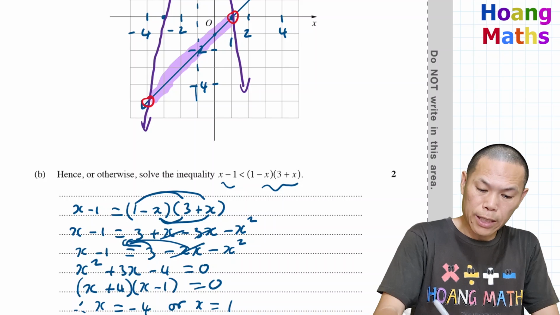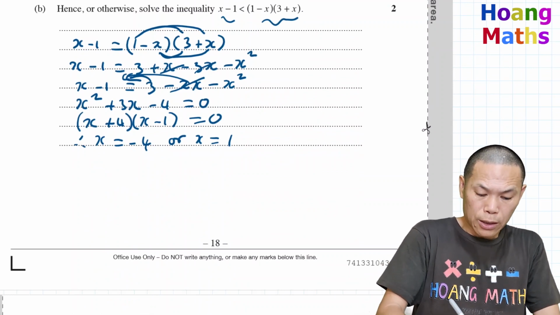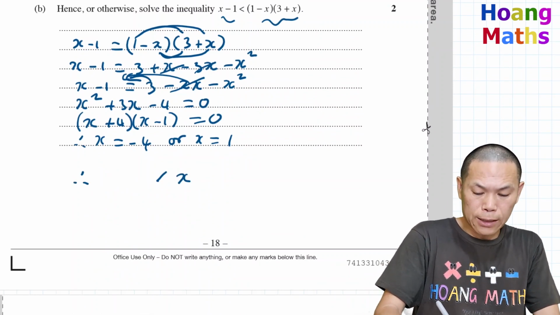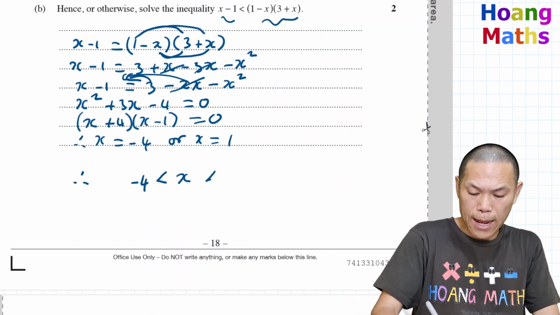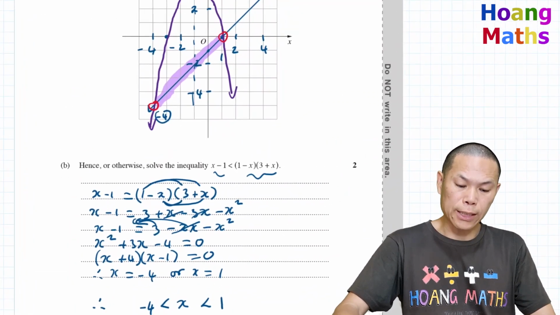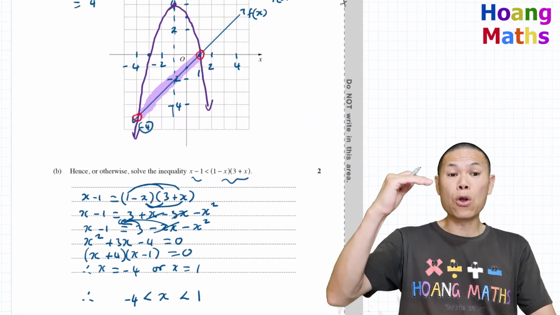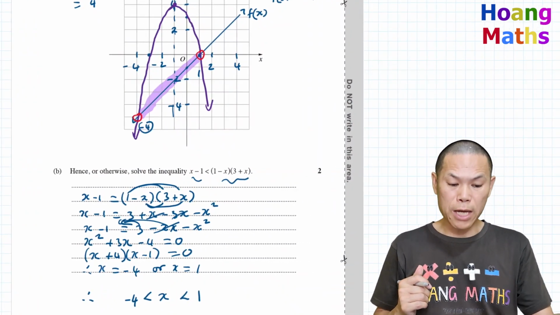And this is 1 here, and this is negative 4. So keep that in mind. So the answer should be, therefore, x is greater than negative 4 and less than 1. So that is the answer. So you can see the linear graph is below the parabola. So keep that in mind.